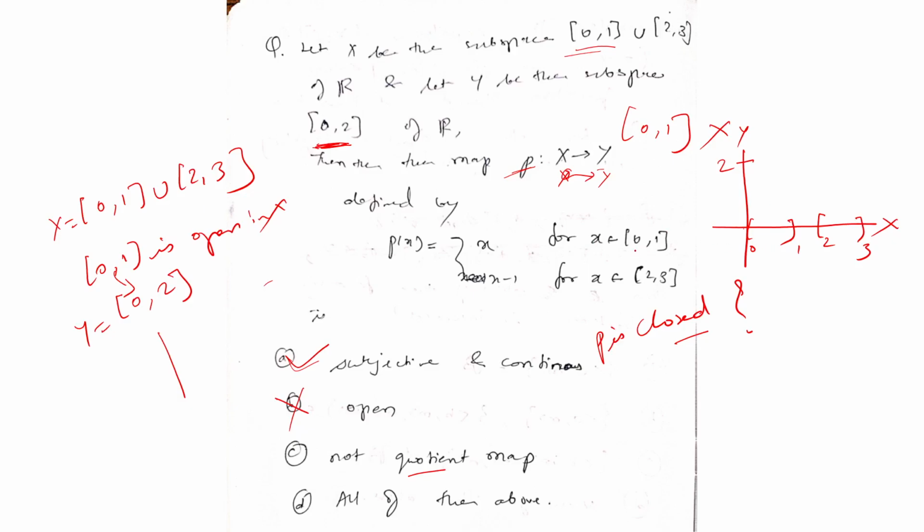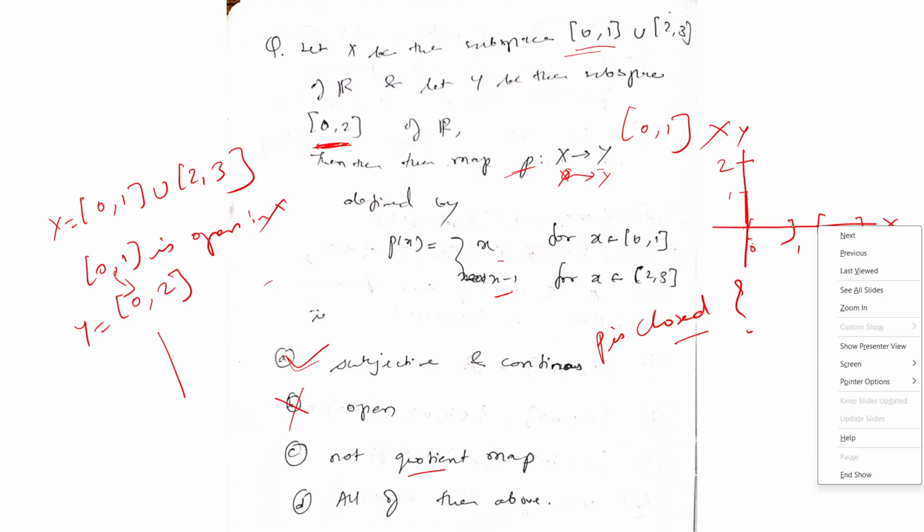This map is like, if the element belongs to 0 to 1, if the elements belong in this interval, then it will be x itself. That is, you will get image in 0 to 1, right? So for 0 to 1 it will map to 0 to 1. Now for 2 to 3, where it will map, it is mapping to x minus 1, right? So if you are taking 2, then minus 1 will take you to 1.